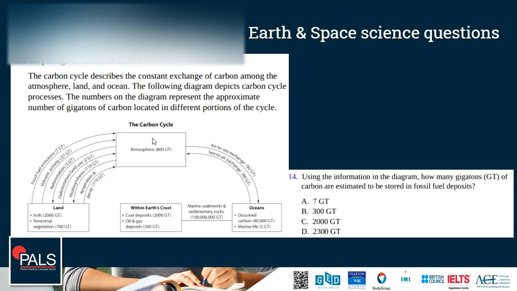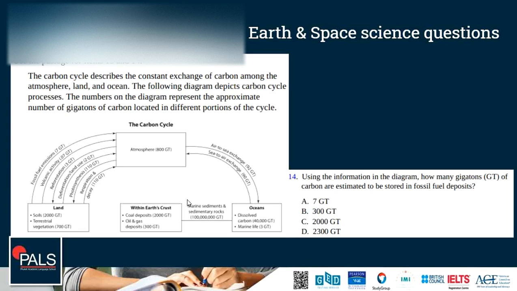And our last two questions. The carbon cycle describes the constant exchange of carbon among the atmosphere, land, and ocean. The following diagram depicts carbon cycle processes. The numbers on the diagram represent the approximate number of gigatons of carbon located in different portions of the cycle. Using the information in the diagram, how many gigatons of carbon are estimated to be stored in fossil fuel deposits?